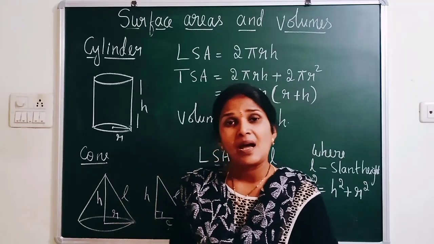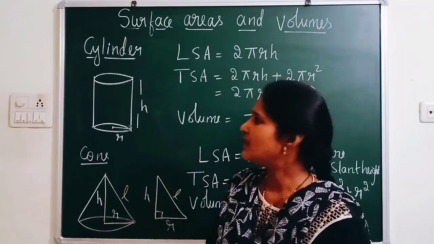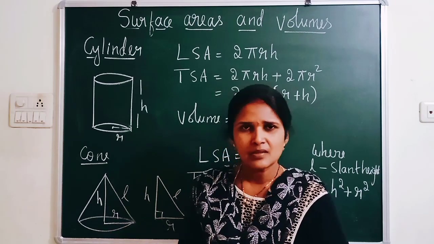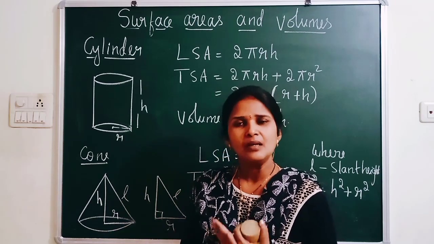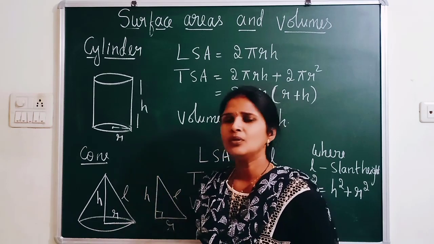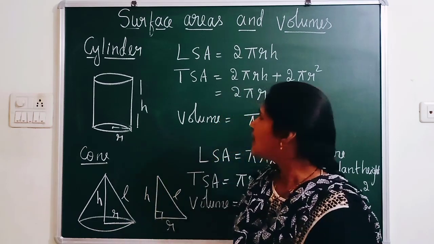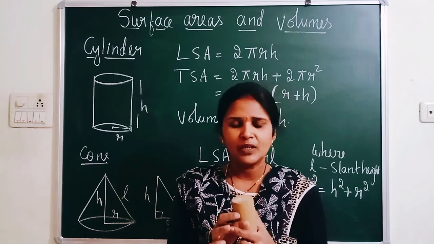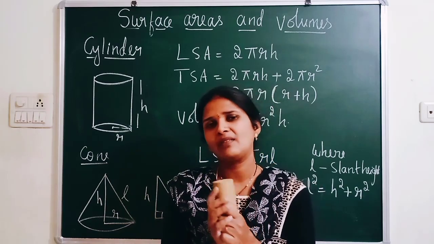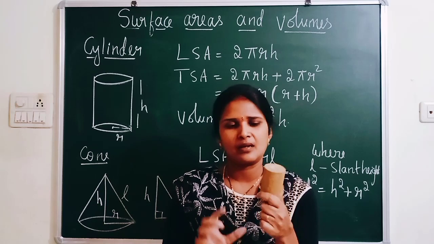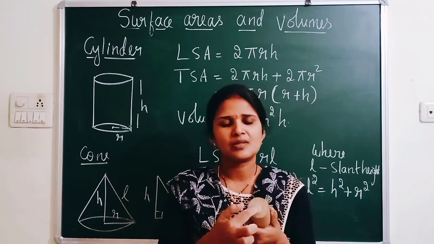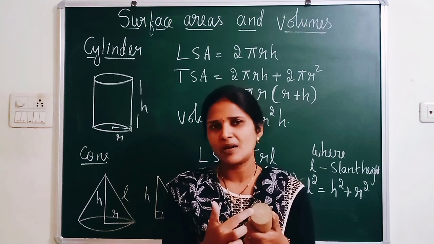Now let us learn the other two 3D figures, that is cylinder and cone. So same as before, we have to find LSA, TSA and volume of these two 3D figures. First look at this cylinder. You can see this is a cylindrical block. When you see this, what are the dimensions you have in this 3D figure? This is nothing but height, and from the center of this circle to the edge is nothing but radius.